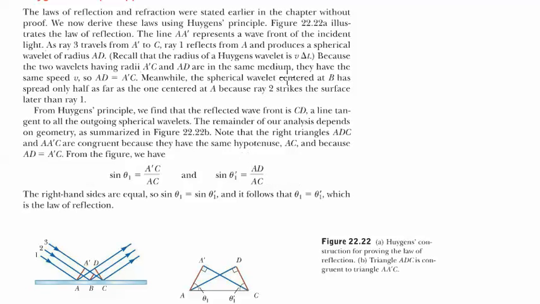Meanwhile, the spherical wavelet centered at B has spread only half as far as the one centered at A, because ray 2 strikes the surface later than ray 1. Okay. From Huygens' principle, we find that the reflected wavefront is CD, a line tangent to all the outgoing spherical wavelets.